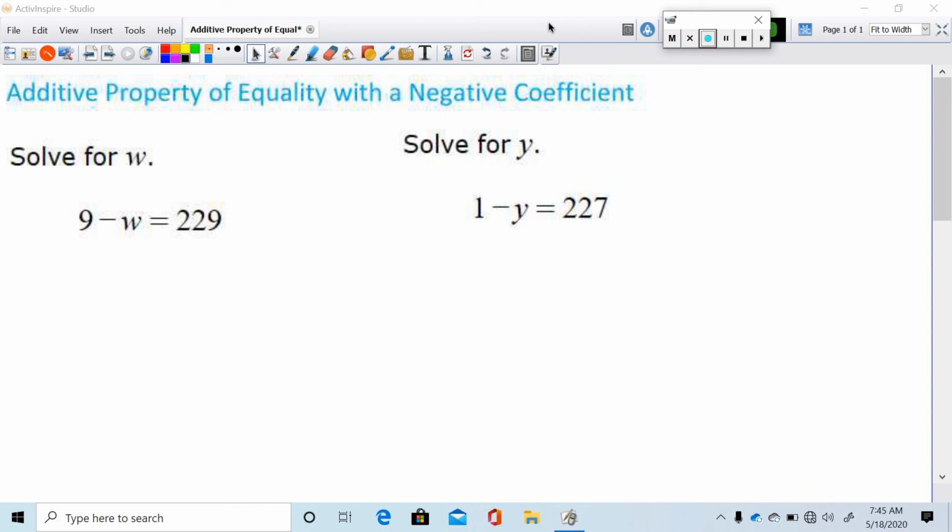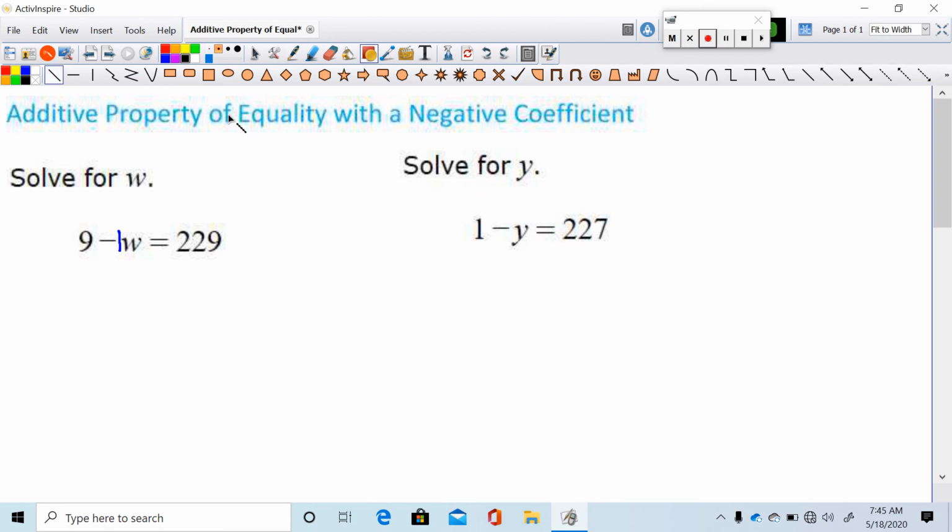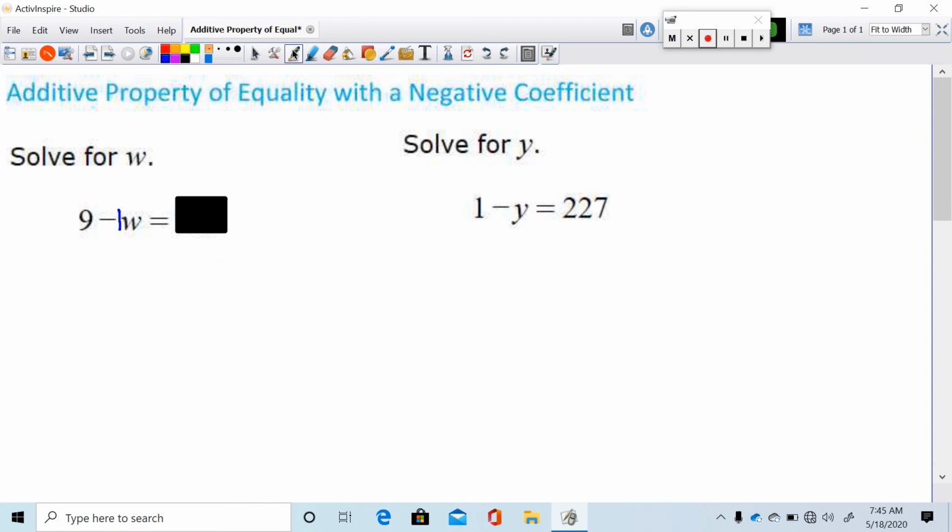Okay, it says to solve for W. First of all, I want you to notice that there is no number in front of W. So when there's no number, it's assumed to be a 1. So we're trying to get the W by itself. So you really don't want to deal with anything on the other side of the equal sign right now. So we don't want to deal with the 229 because we're trying to get the W by itself.